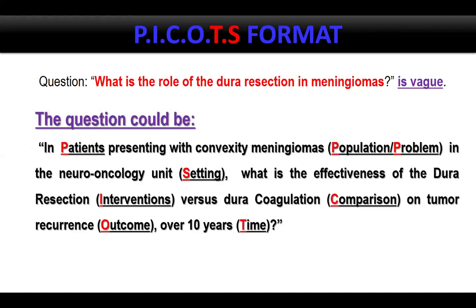Okay. You can put the question this way: in patients presenting with convexity meningioma. So now you are focused on a particular kind of meningioma, because the approach to a convexity meningioma is different from the approach to skull-base meningioma. In the neuro-oncology unit, you're defining the setting. What is the effectiveness of dural resection? This is the intervention, compared to dural coagulation as the comparison group, on tumor recurrence, which is the outcome, at 10 years. So you can see that from this question.